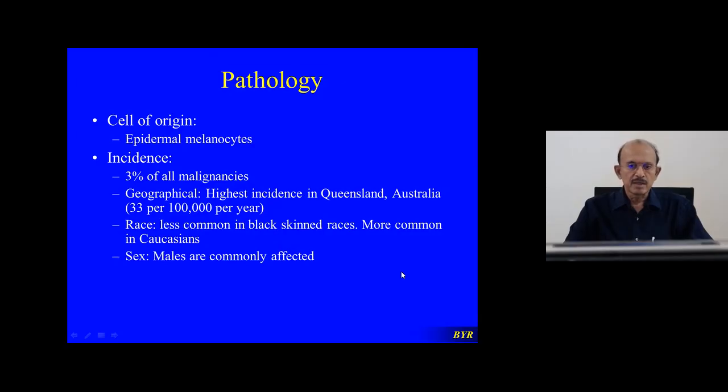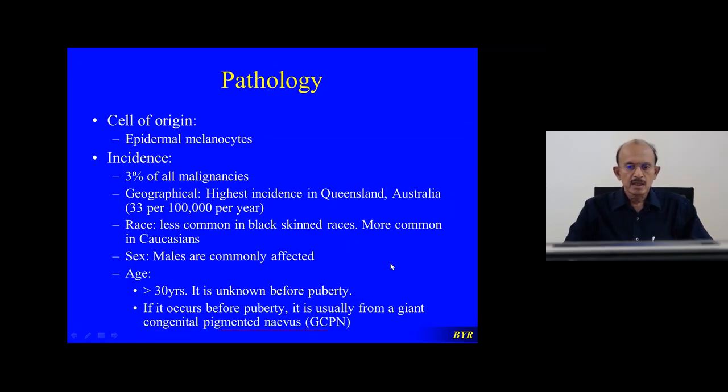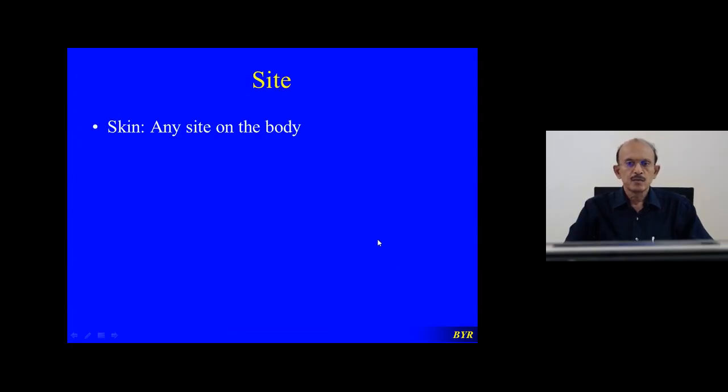Males are commonly affected. Is more than 30 years. It is unknown before puberty. If it occurs before puberty, it is usually from a giant congenital pigmented nevus.